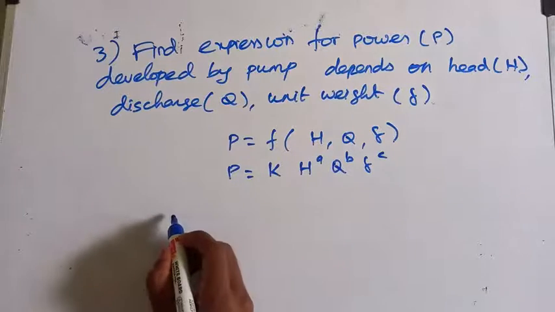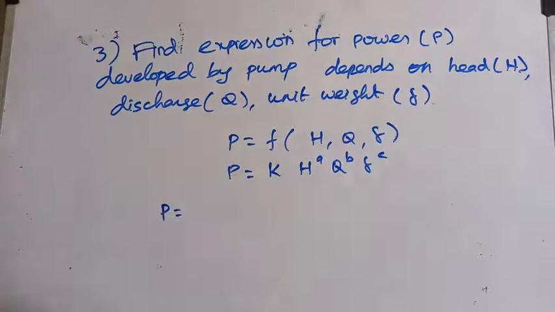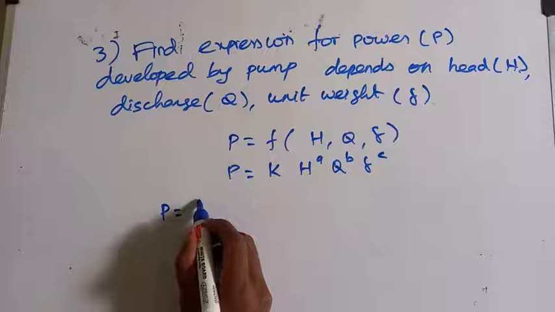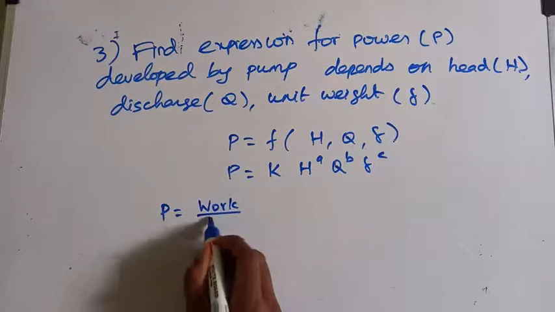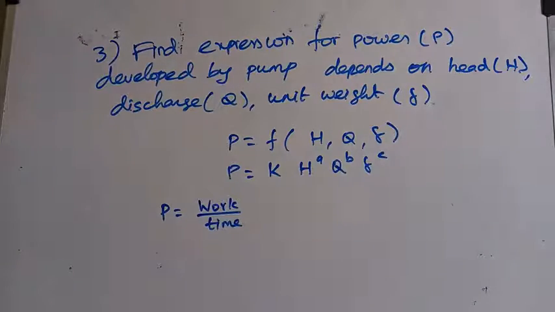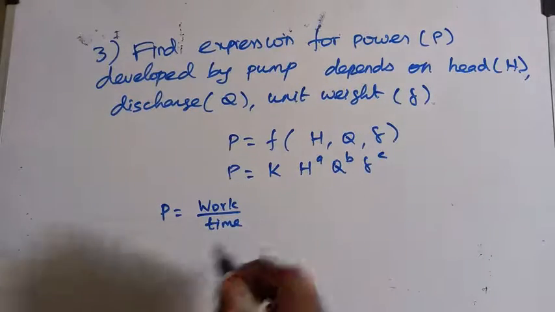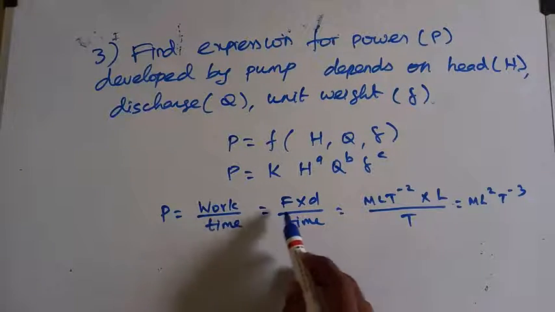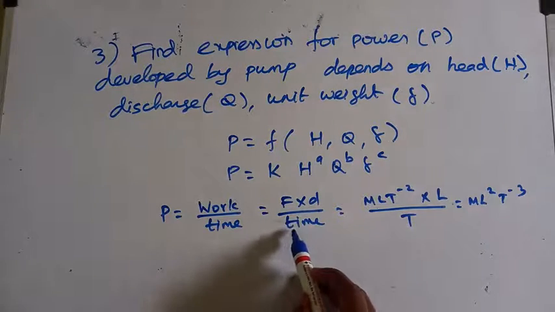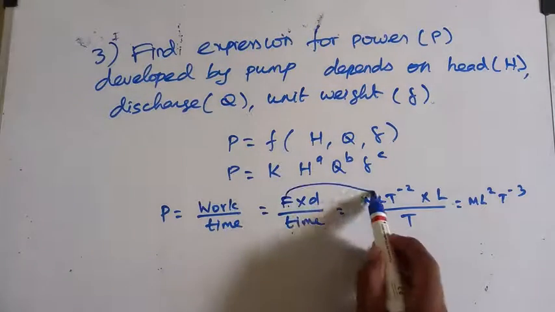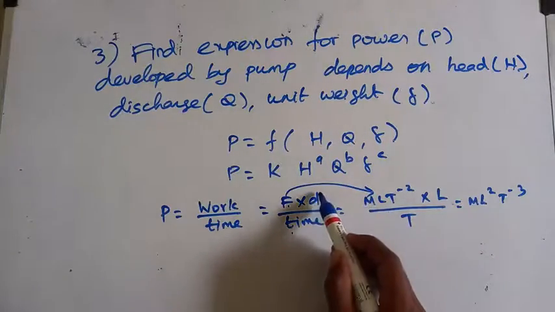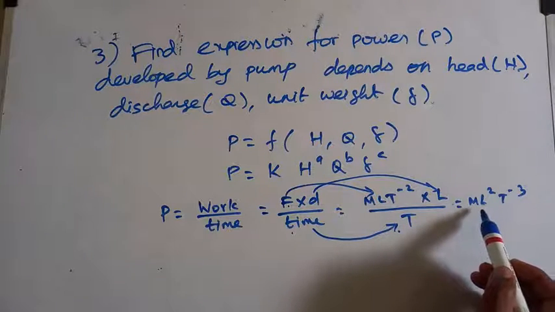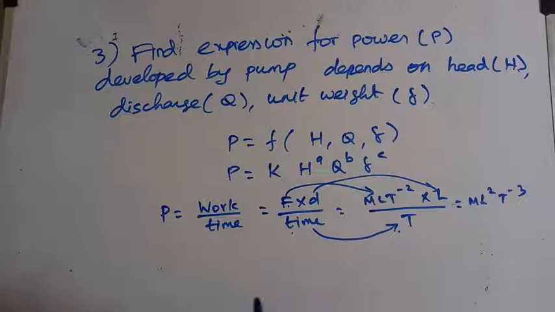Now I am going to derive the dimensions for power. I know what power is. Power is nothing but the rate of doing work: work done by time. So what is meant by work? We know work is nothing but force times distance. Force into displacement by time. I am writing force dimension as M L T power minus 2, which we used in the last two problems also. For distance, the dimension is length. For time, the dimension is T. If I substitute and solve, I'll get power's dimension as M L square T power minus 3.